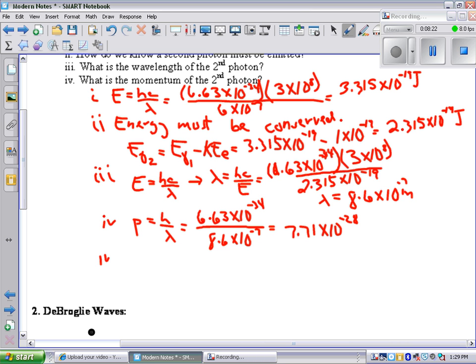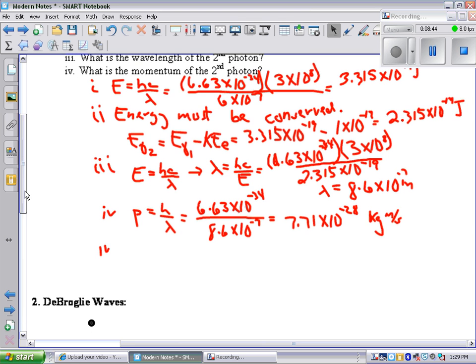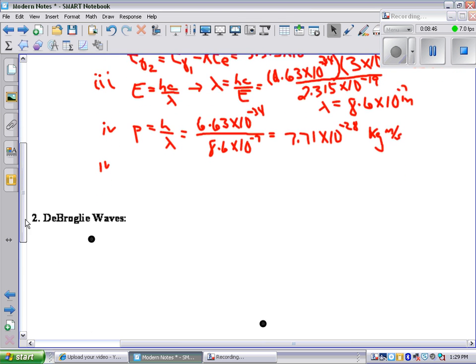Now, I need to have units for that. If you remember back, we usually use P equals mv. And if we think about what units that's going to be, m is in kilograms, and v is in meters per second. So that's going to be my unit. Now, this makes sense because that's a very tiny momentum, times 10 to the minus 28. One particle of light is not going to have a lot of momentum. You're not going to get knocked over by one photon of light.